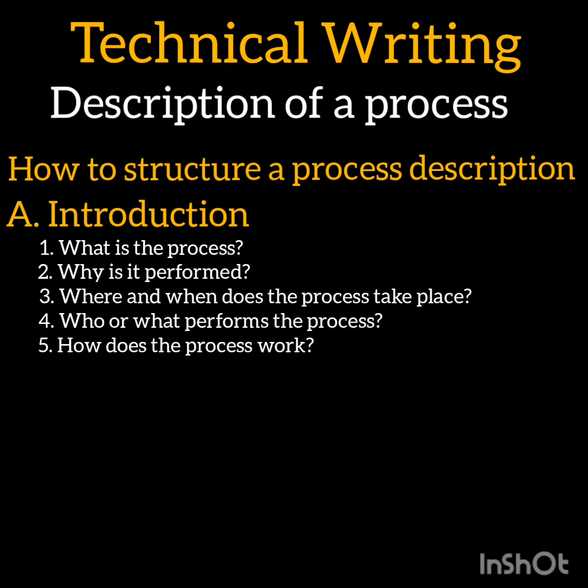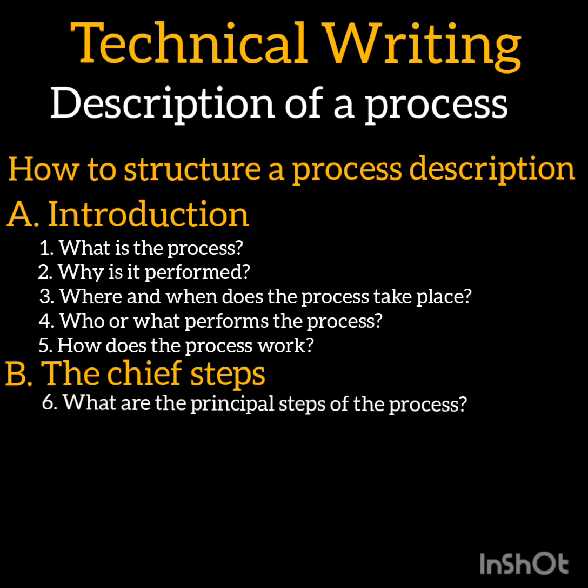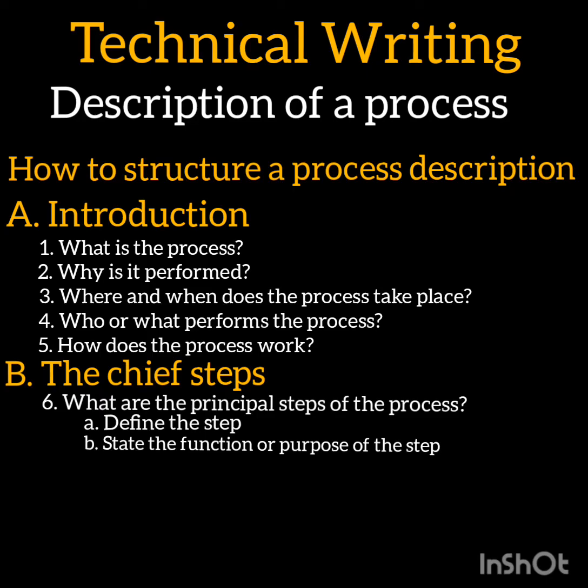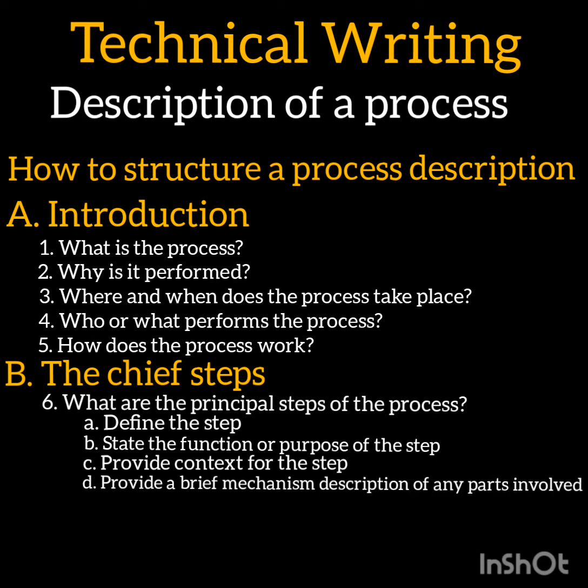The second stage of a process description, what we call the chief steps or the step-by-step description, this is where you answer the question, what are the principal steps of the process? So here you list the steps in the order you have listed them in the introduction, or in the order in which they occur when the process is being performed. So for each step of the process, depending on how complex the step is, you will have to define the step, state the purpose or function of the step, provide the necessary context for the step to be performed, and where necessary, a brief mechanism description of how the components in that particular step come together to perform a function.